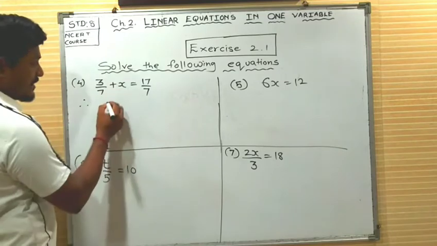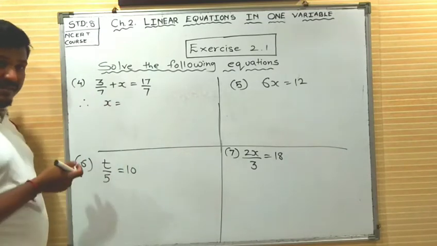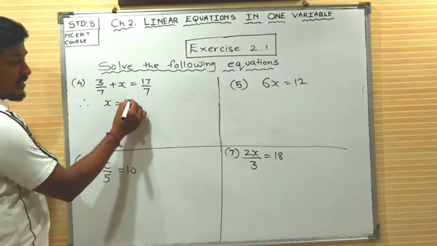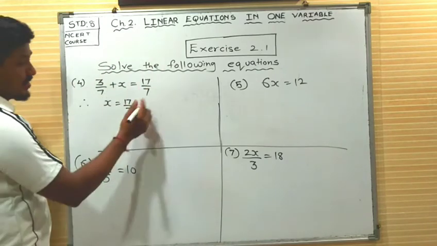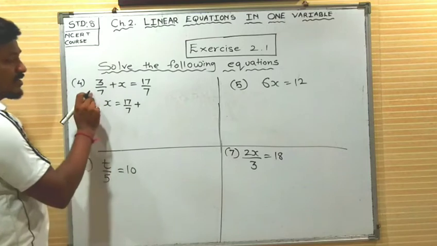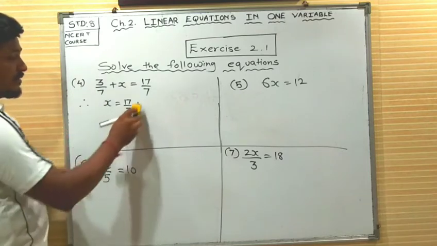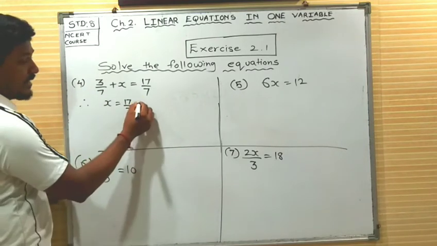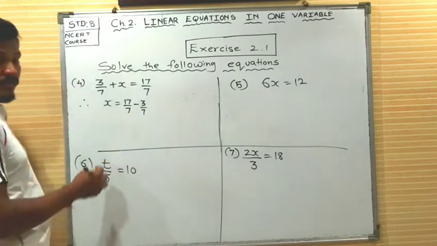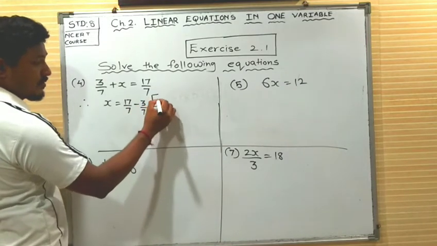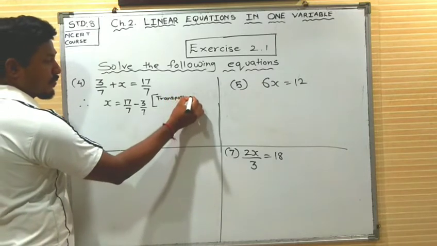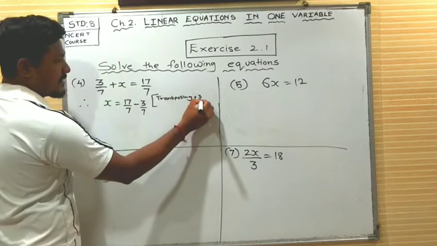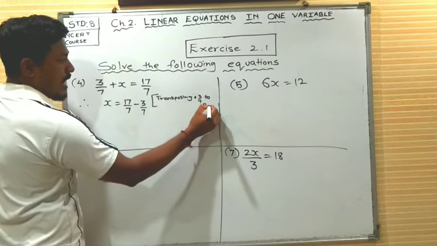As I told you, keep this x on left hand side as it is. Whatever the value on right hand side, write as it is. Now transpose this value on RHS, right hand side. So while transposing, this positive 3 by 7 will become negative 3 by 7. So what you will write in statement? Transposing positive 3 by 7 to RHS.